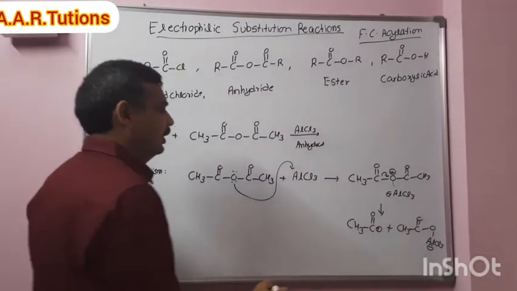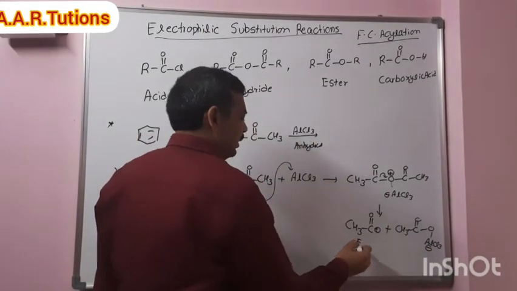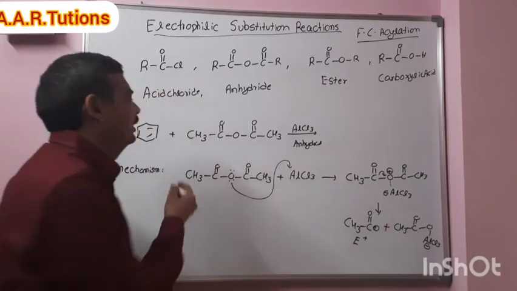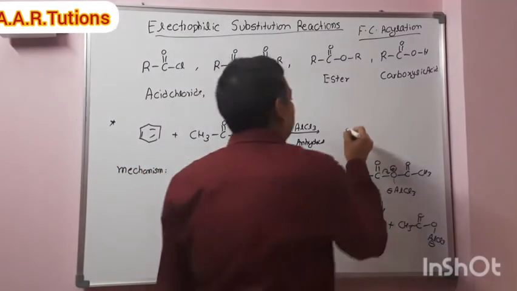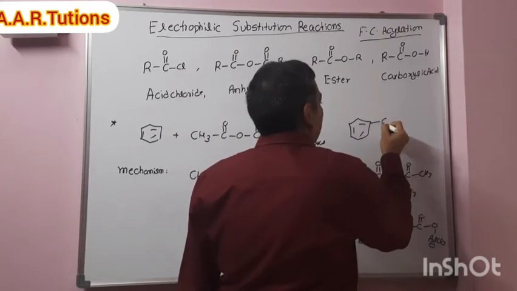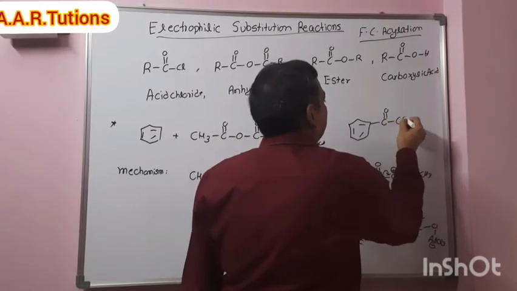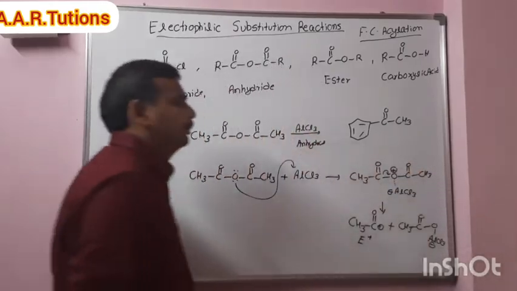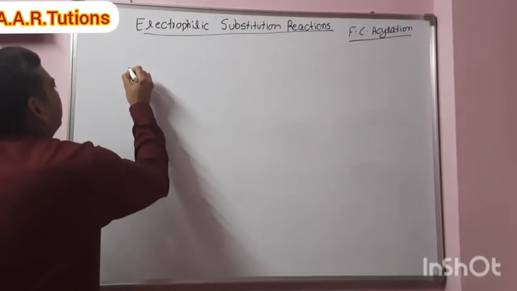That is the electrophile that will attack on benzene. So the product formed is acetophenone. Right. Next problem. Write the product formed.